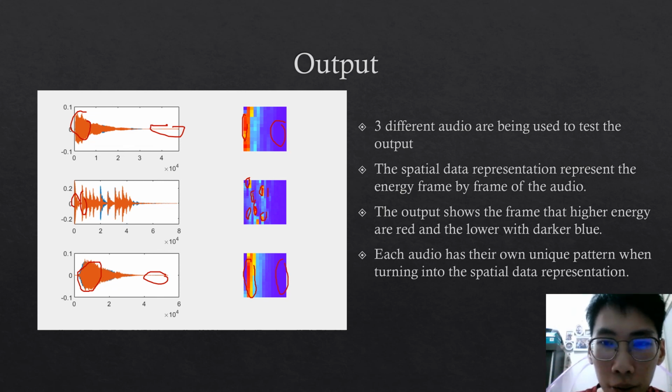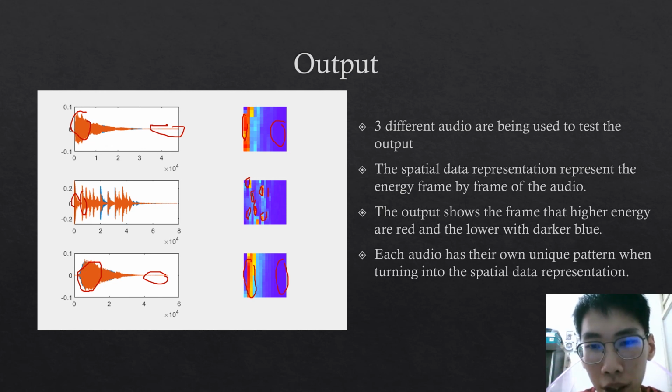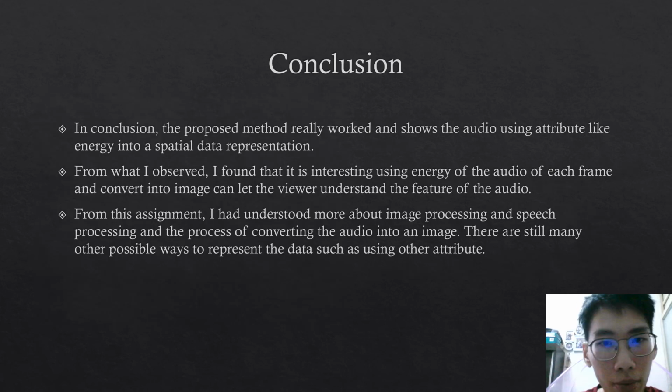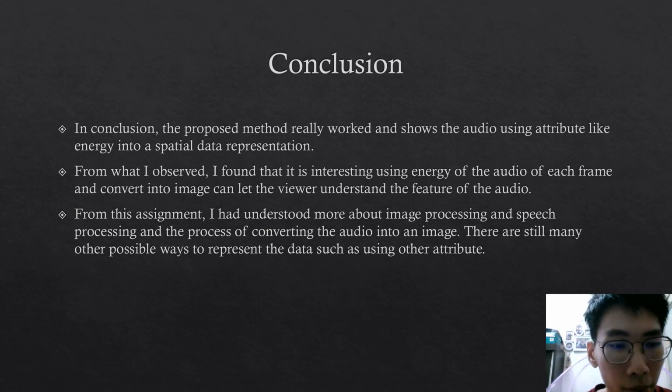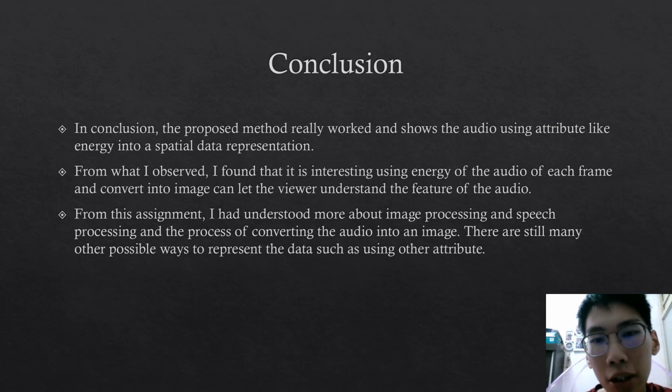So the output shows the frames that have higher energy are red and the lower ones are darker blue. Each audio has its own unique pattern when turning into the spatial data representation. And lastly, in conclusion, the proposed method really works and shows the audio using attributes like energy in a spatial data representation. I found it very interesting that using the energy of the audio of each frame and converting it into an image can let the viewer understand the features of the audio.